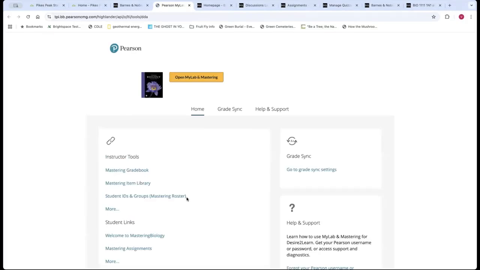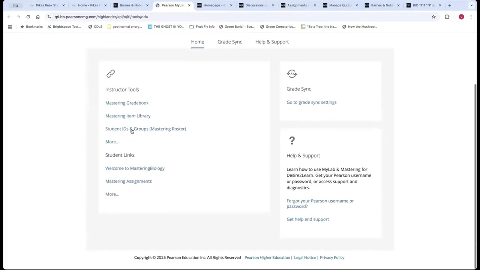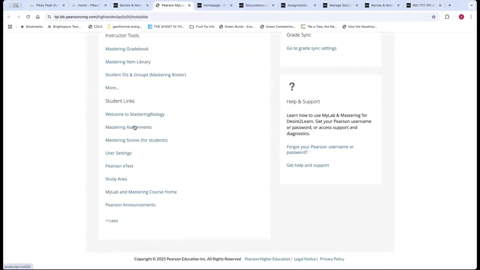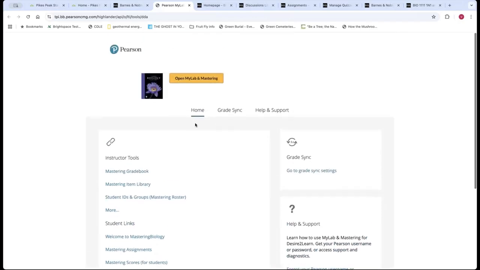So when I do that, notice, obviously you're not going to see the instructor tools. This has student links. You've got the assignments. You could see your scores, e-text, a study area. In that study area, you can make flashcards, you can do practice quizzes, stuff that I don't assign. It's just stuff that you search out. So I'm going to go ahead and click to enter into the Mastering assignments.